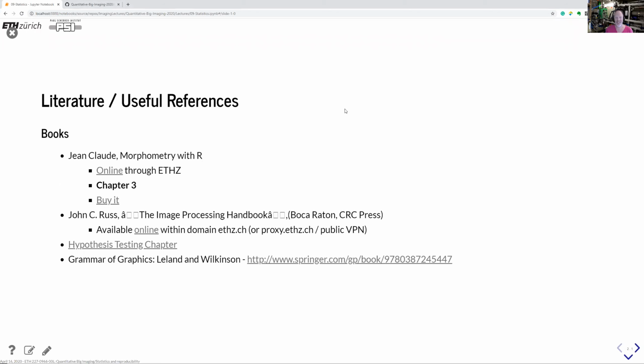So the literature for today is, well, a little bit of the morphometry that we have always seen. John Ross. Hypothesis testing is something that is coming in a lot now, or is a central topic. I'm not going to go very much into the depth of it, but more give you the directions. Also, graphics is something very important, and I'm going to spend quite some slides on how and why and the principles of visualizing your data.